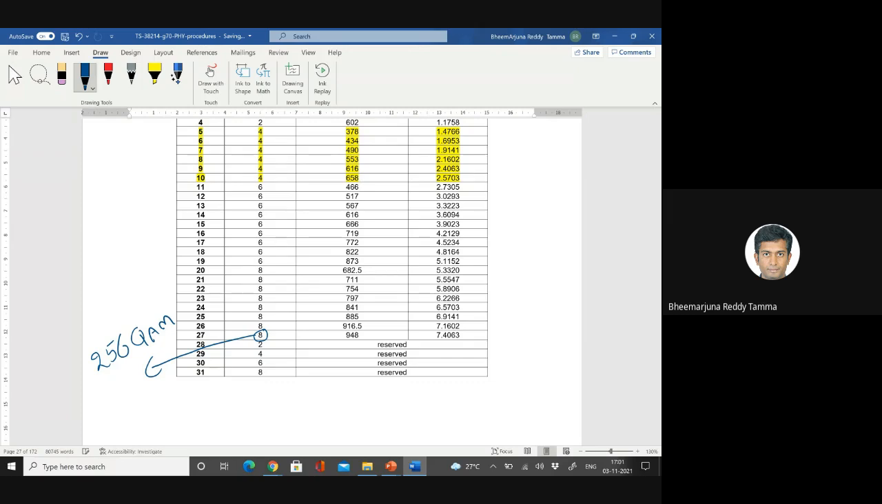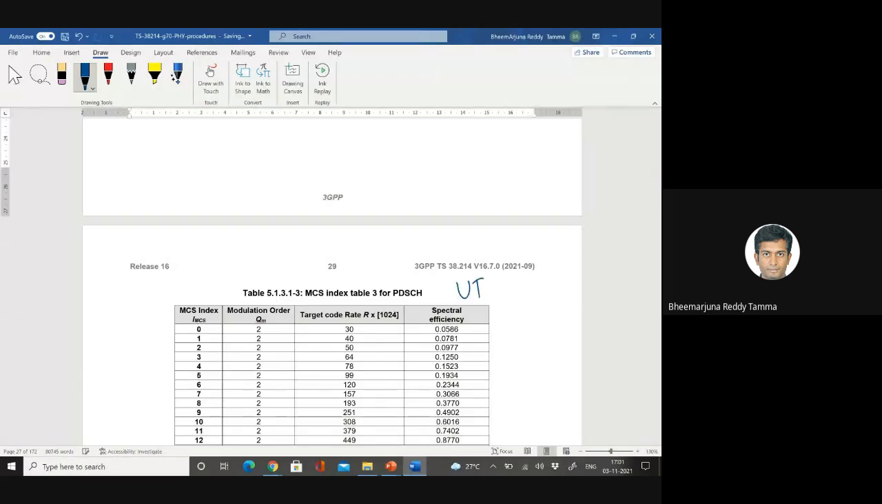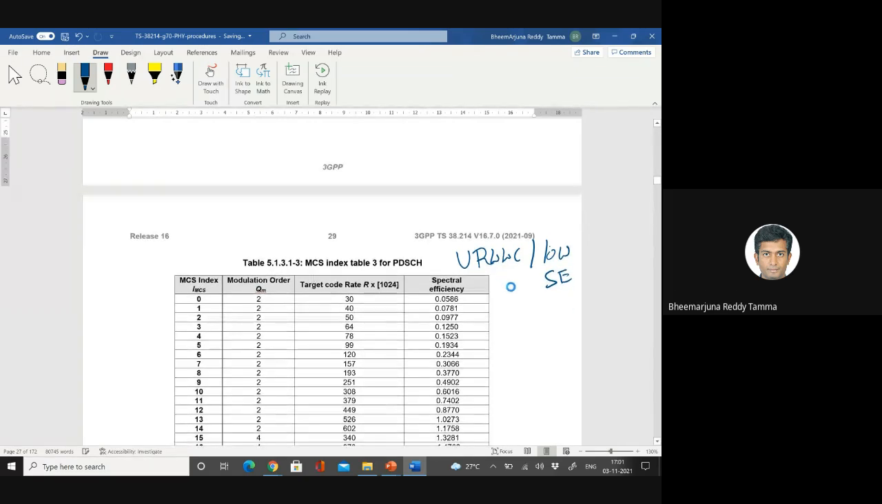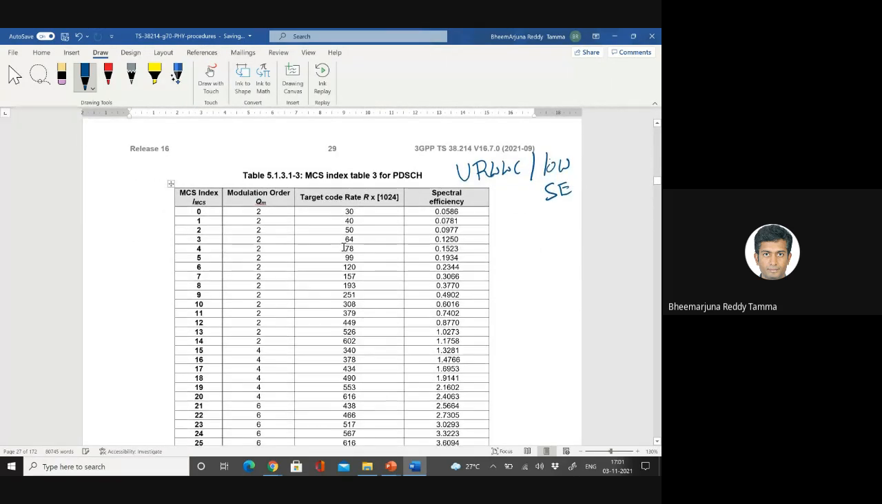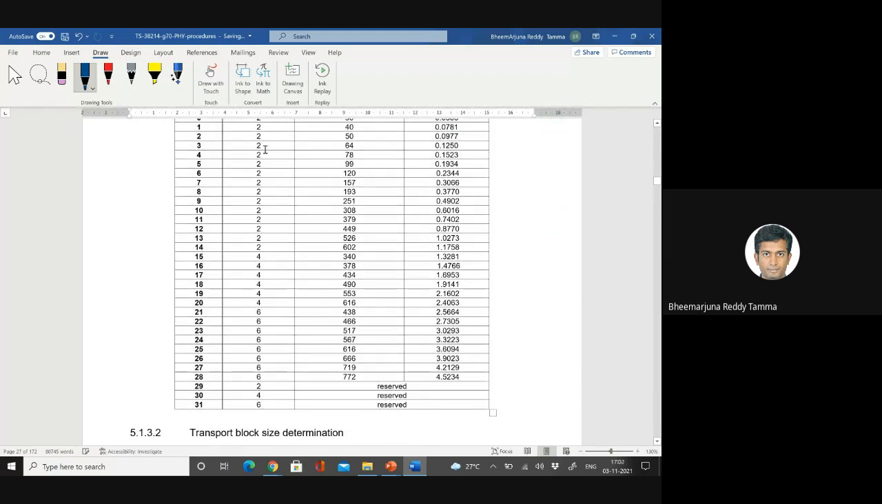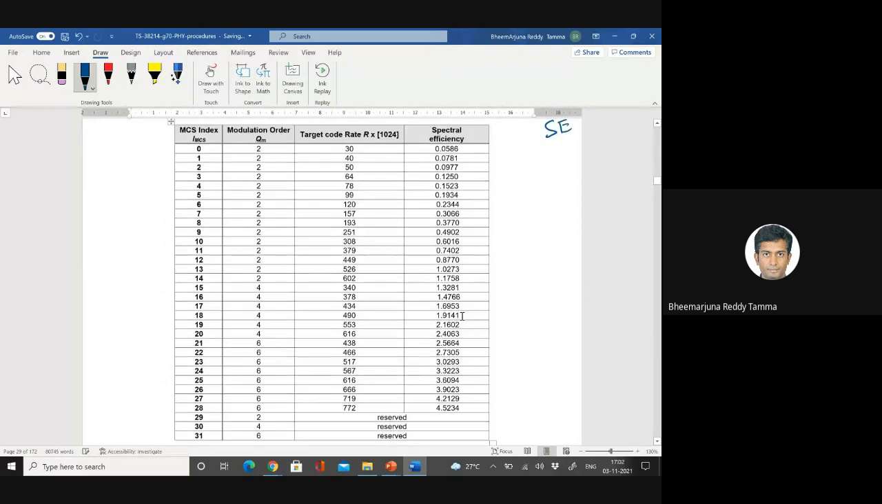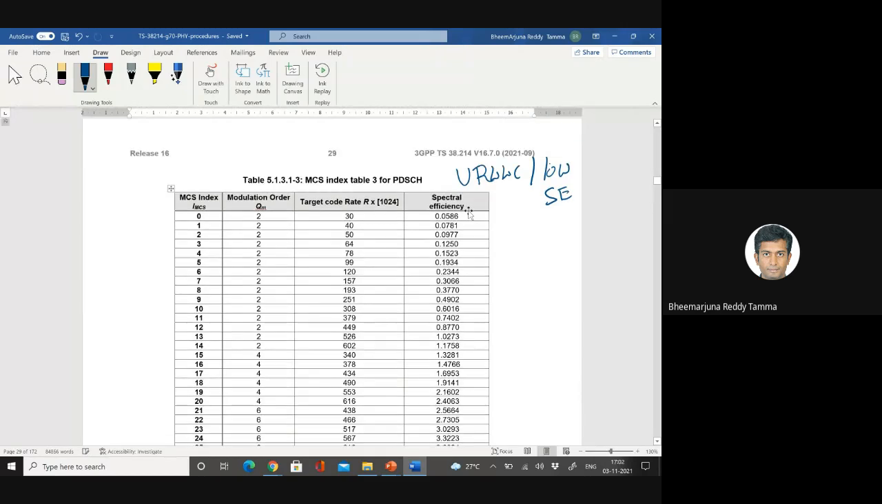Plus we have one more table that is used for URLLC. It has low spectral efficiency. The reason I'm saying it has low spectral efficiency is that here the coding rate is extremely low, and we'll also be using different modulation orders starting from QPSK to 64 QAM, but the number of information bits, the systematic bits, is quite low compared to the parity bits that you pack in a given transmission. That's the reason why the spectral efficiency is very low.